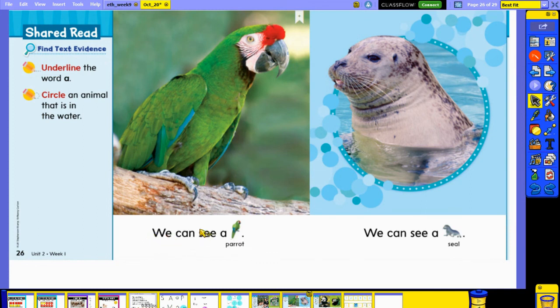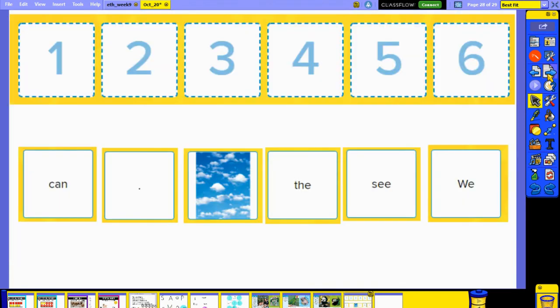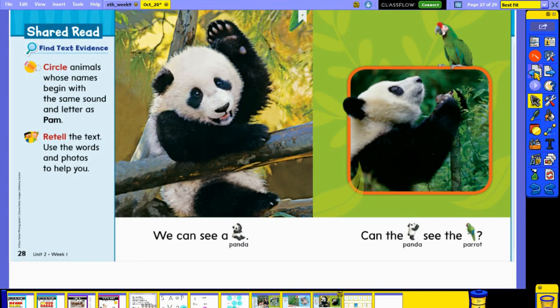We see a parrot. Sorry, we can see a parrot. We can see a seal. We can see a panda. Can the panda see the parrot? All right, now let's go back.